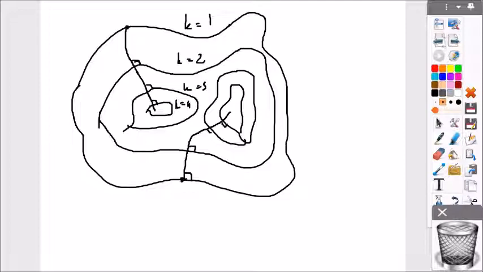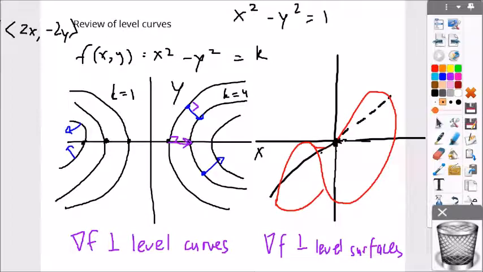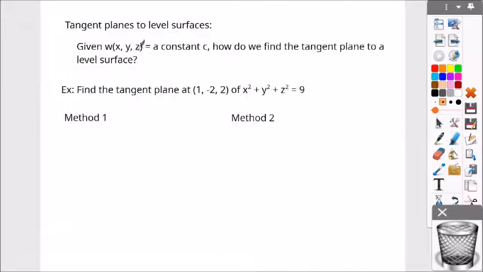But that's what we know. We know that the direction of fastest increase is always perpendicular to the level surface. And it makes sense for tangent planes as well. In fact, the reason why we're going to use this is to find a tangent plane to a level surface. Level surfaces are not level curves. Level surfaces are different than level curves.